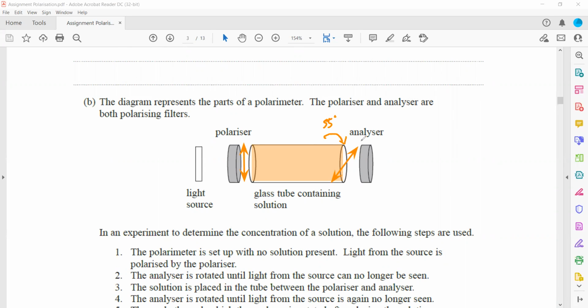It rotated the angle 55 because, and how do we identify this, when we rotate the analyzer angle 55, then we are not able to see any light again. Originally there was no light, then we place the solution, we get light, and then we rotate the analyzer, and again there is no light. So when we rotate the analyzer 55 degrees, we get no light again. It means the plane of the analyzer is now exactly perpendicular to the light which is coming out from the solution. So what could be the possible angles? Because after every 90 degree rotation, you don't see any light.